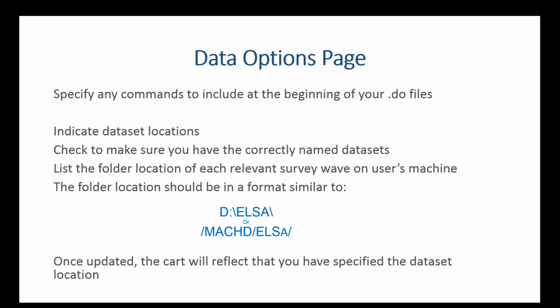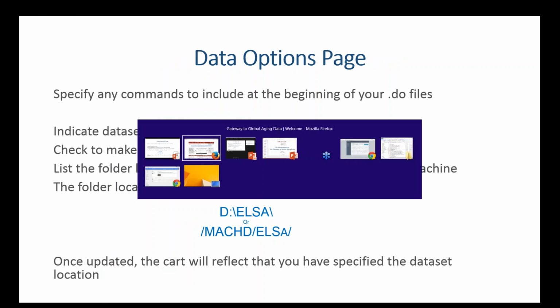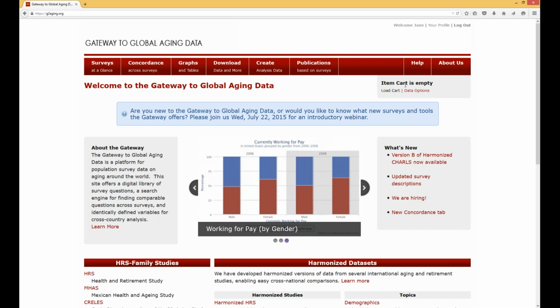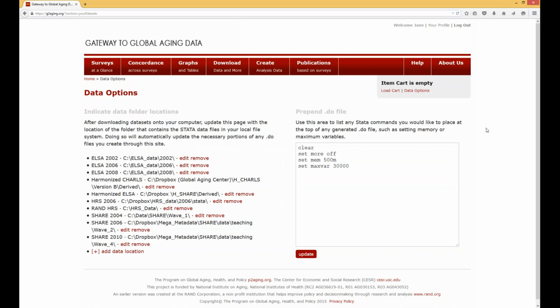So we use the data options page, and that's kind of your profile page, to generate these do files. So let's just look at that. That's right here under this item cart. We have our data options page. So you can see 2 things here. One is a prepend do file, and you can use this area to list any Stata commands you would like to place at the top of any generated do file. And a do file is a Stata program. That's the extension for a Stata program.